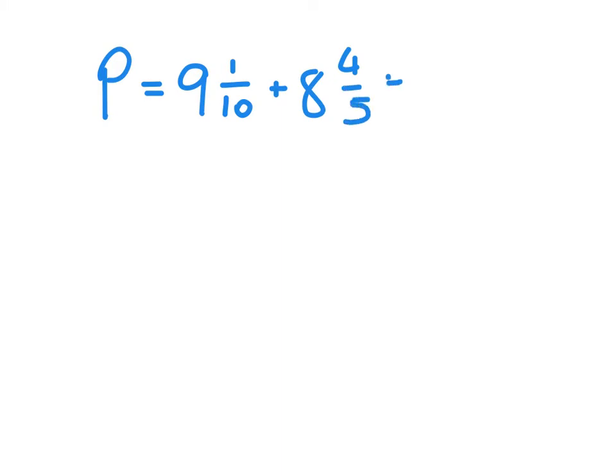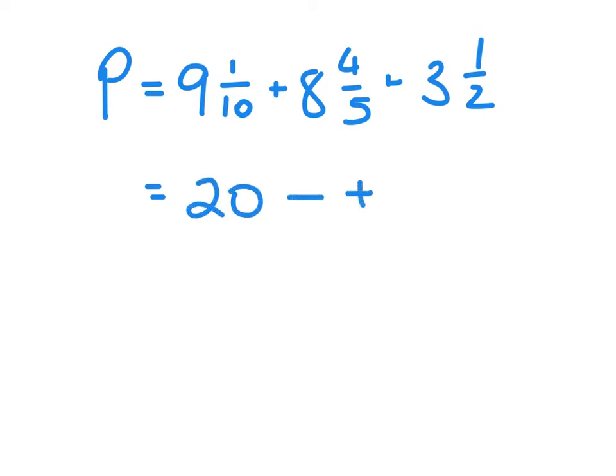For the perimeter, then we just need to add up all the sides. So that's 9 1/10 added to 8 4/5 added to 3 1/2. When we're adding fractions, the first thing we do is we deal with the whole numbers. So the 9, the 8 and the 3, we add them together to make 20.